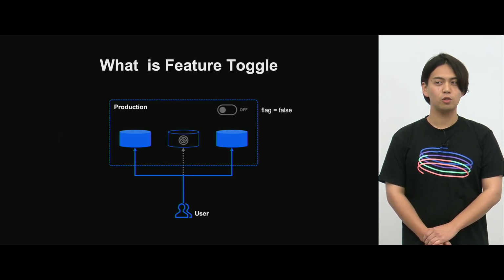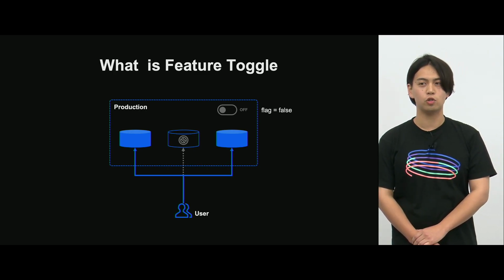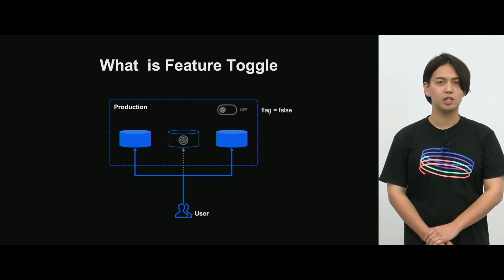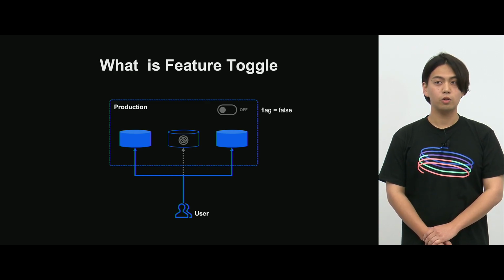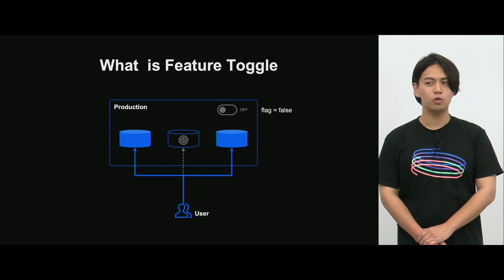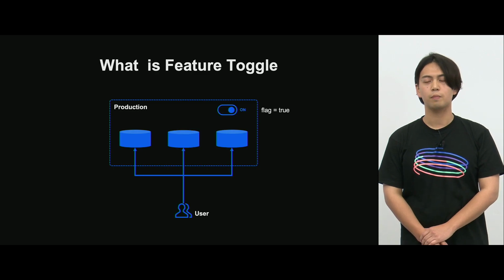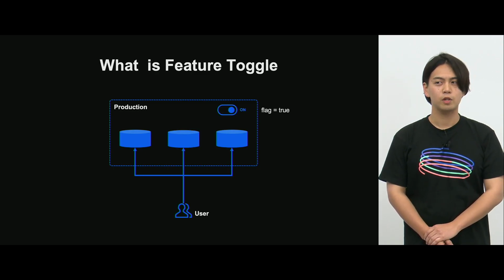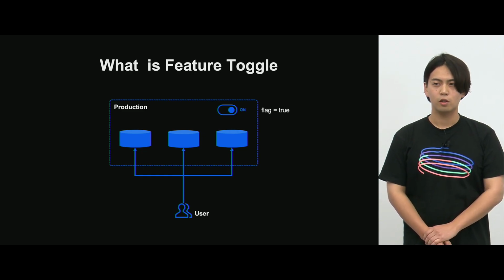Feature toggle is a development technique that enables or disables a feature based on a state called a flag, which can be turned on and off depending on certain conditions. By incorporating this technique into your implementation, you can disable a feature under development for the users by setting the flag to false, as shown here. When you turn the flag to true, this will enable the feature for the users.